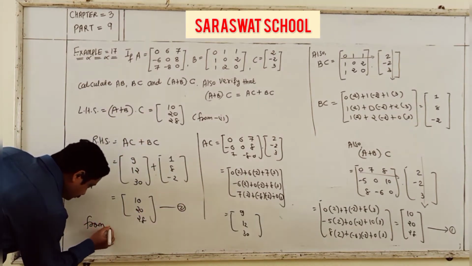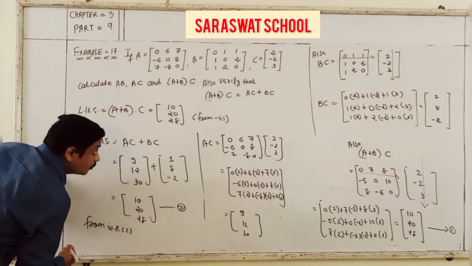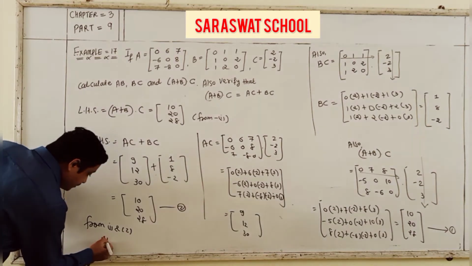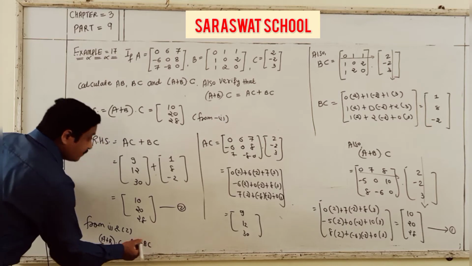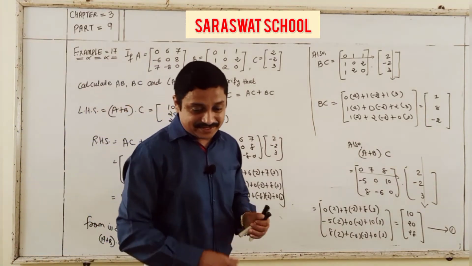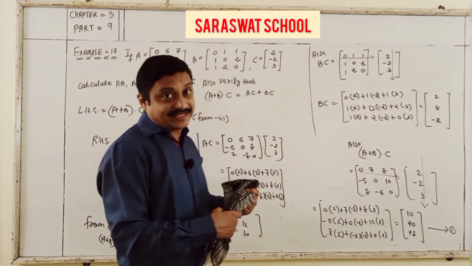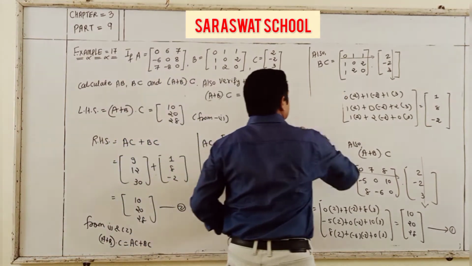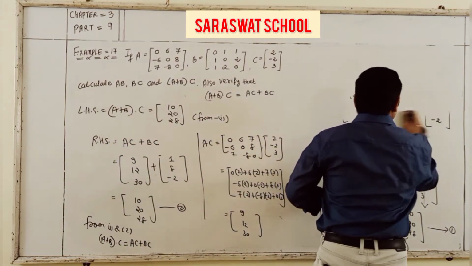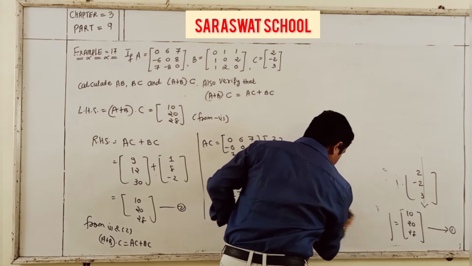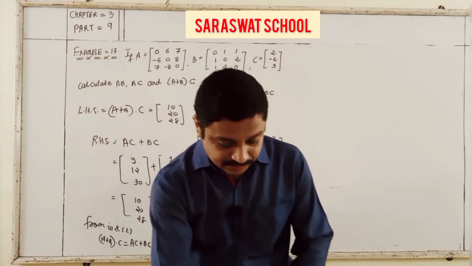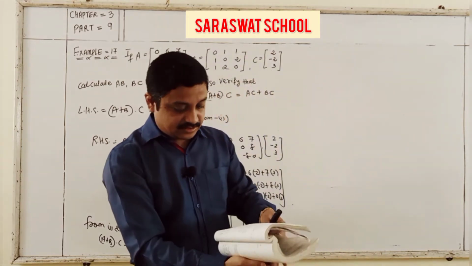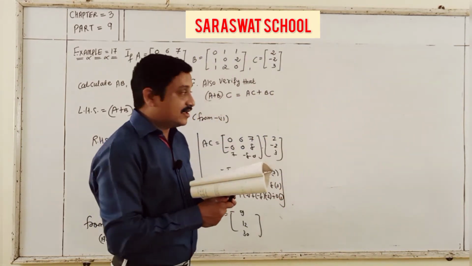From this, we have proven that A plus B into C is equal to AC plus BC. Now let's move on to example number 18, which is important for 3 marks questions. Yes, important questions. Prove that if a matrix A is given.